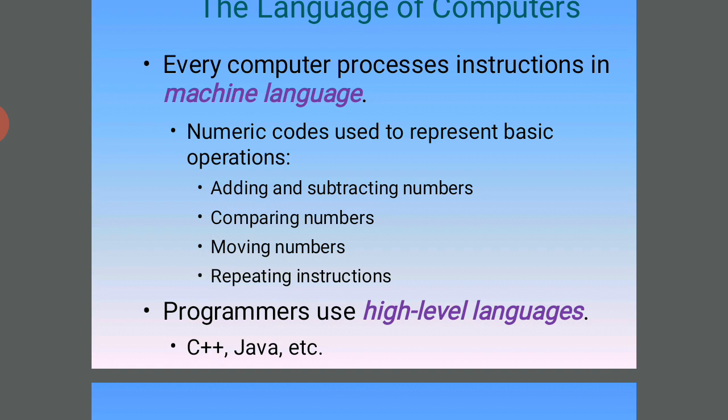The machine languages mainly do adding, subtraction, comparing numbers, moving numbers. In the arithmetic logic unit, whether it is adding or subtraction, whatever it may be, it does the sum. The user can enter data, which is processed in the algorithm by the arithmetic logic unit. So these numeric codes represent the basic operations, moving numbers and repeating instructions. The high level languages are C++, Java.